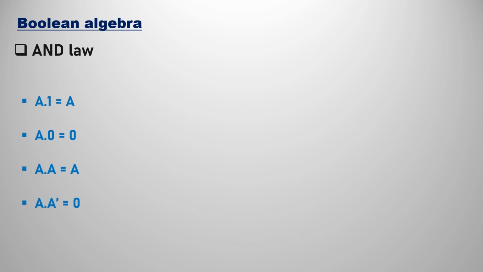So let's start the AND law. In the AND law also we have four things that you are seeing there. These are the 4 AND gate requirements that I have represented there. These are all in the category of AND law. Let's start with the first one, that is a into 1 is equals to a.